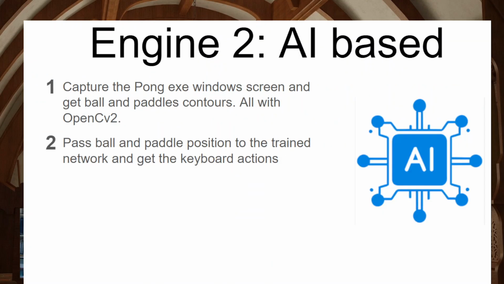The AI-based engine, of course, doesn't use any geometry knowledge. It just uses the same inputs as the other engine. So it gets the window and then the contours, but then it passes the position to the network and gets the keyboard action to play the Pong program externally, just like the other engine.